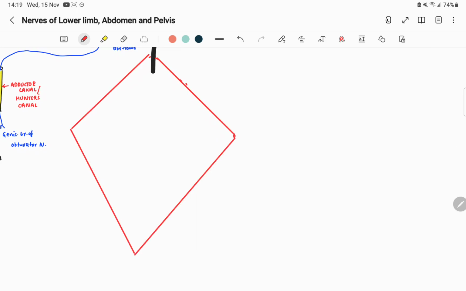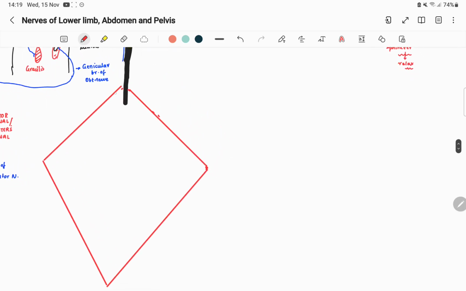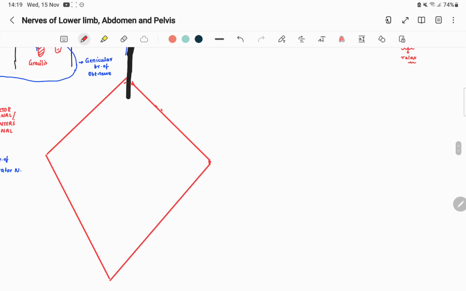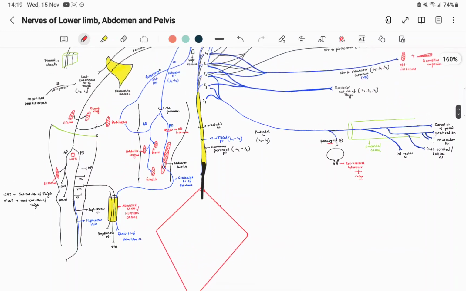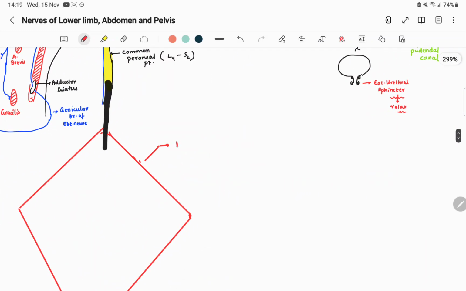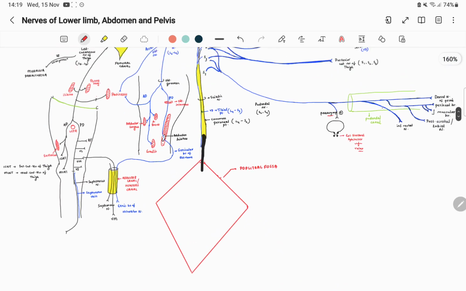You know the boundaries of the popliteal fossa: semimembranosus, semitendinosus, and the long head of the biceps femoris, and the lateral heads of the gastrocnemius. So we drew the popliteal fossa here. This is the popliteal fossa.